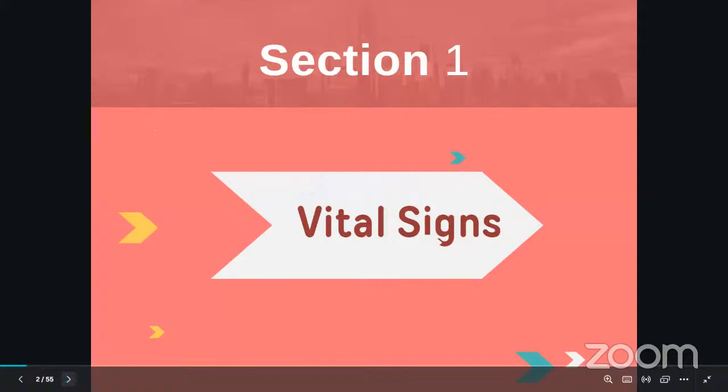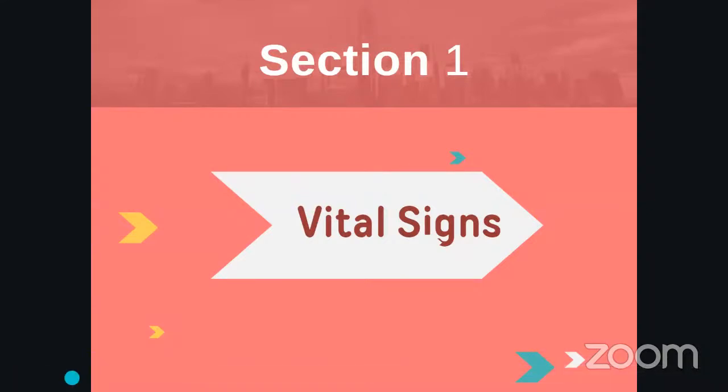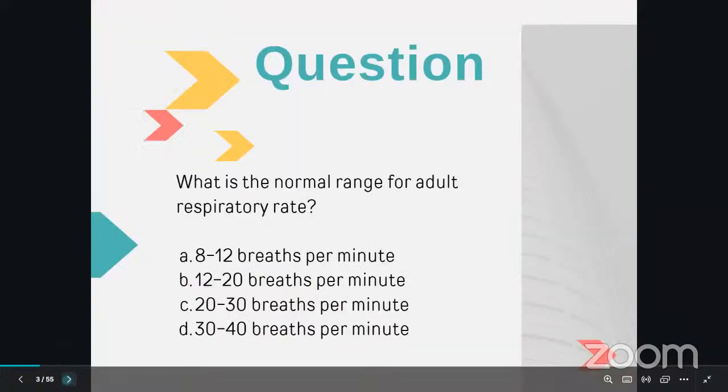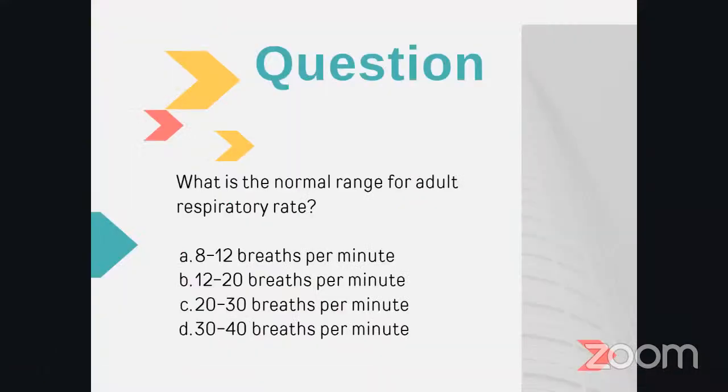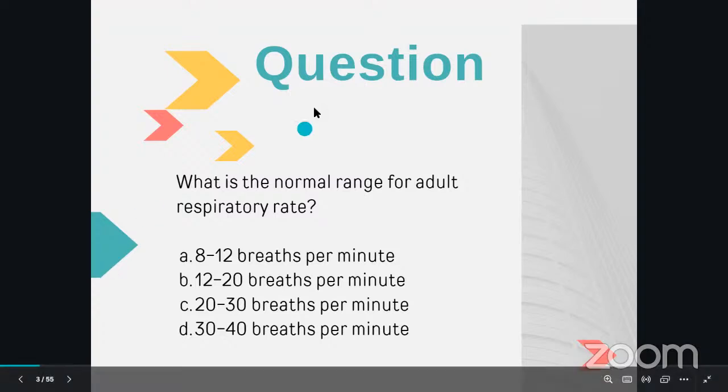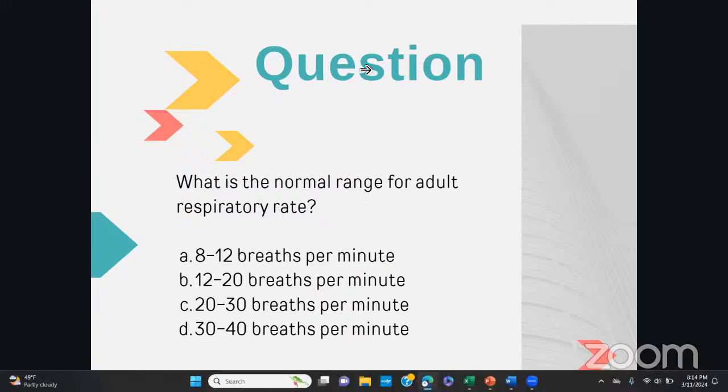So we're going to start off with vital signs tonight. The first question is, what is the normal range for an adult respiratory rate? Is it 8 to 12 breaths, 12 to 20 breaths, 20 to 30, or 30 to 40? If you want to just put your answer in the chat, what is the normal range for respirations?